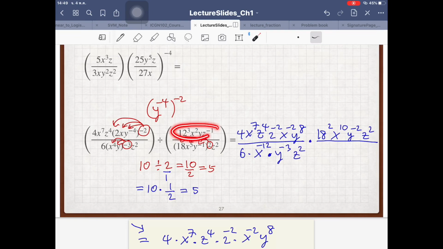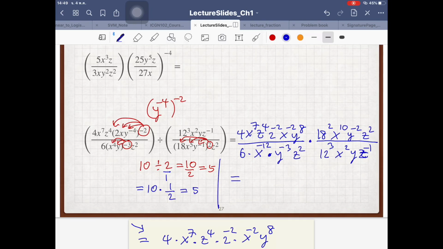All right, and then later on, now you put this term to be the term at the bottom, or the denominator. Okay, so now you have 12 to the power 3 x squared y z to the power minus 1. Okay, and then you can try to combine all the terms together.